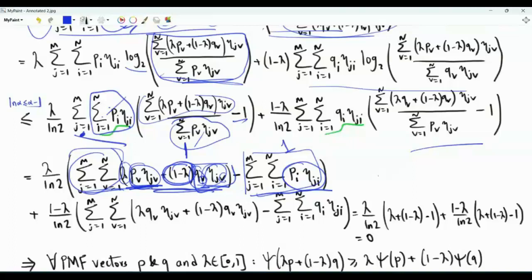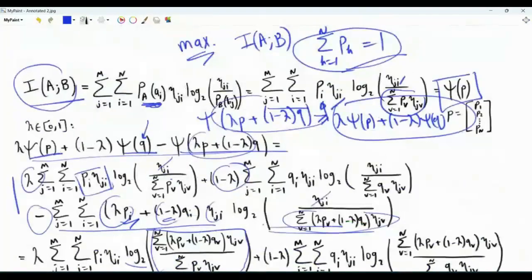So the double sum applied to this quantity here will give us lambda plus 1 minus lambda, and this is 1, and we have minus 1 from here, that's 0. This means that the upper bound is exactly equal to 0, and the same applies here. We have shown that this quantity is non-positive. This means that psi applied to the convex combination of vectors p and q is greater than or equal to lambda psi p plus 1 minus lambda psi q. That's exactly the definition of a concave function.